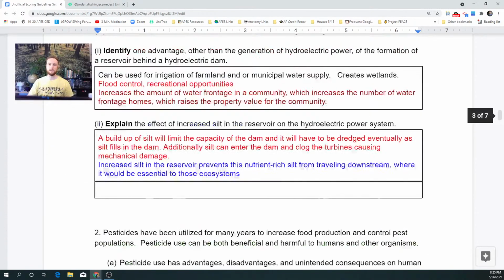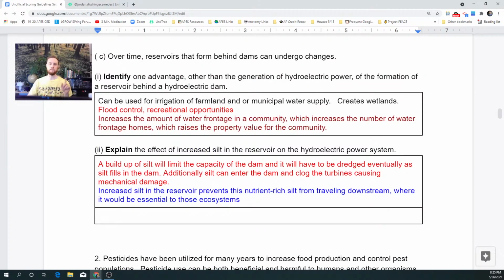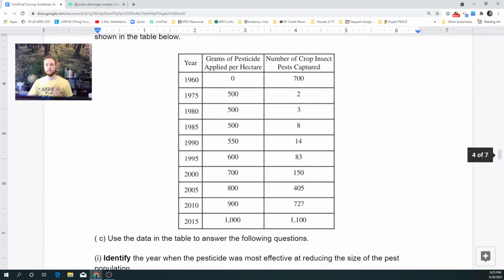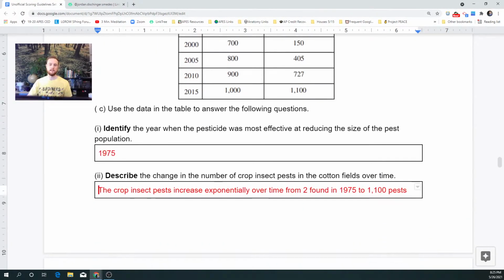If we go back up to a different question: identify one advantage other than generation of hydroelectric power for the formation of the reservoir behind the dam. You should not just say water, or you should not just say irrigation. You should not just say recreation. You should say the reservoir creates recreation opportunities. Yes, Genesis, this will be posted. But yeah, Kyra's got a great point. Full sentence to be safe, unless you're just identifying a year. I can pretty much promise you that 1975 is sufficient.